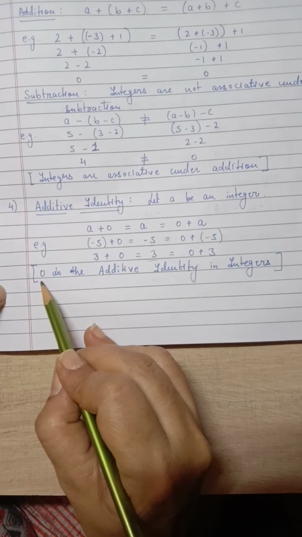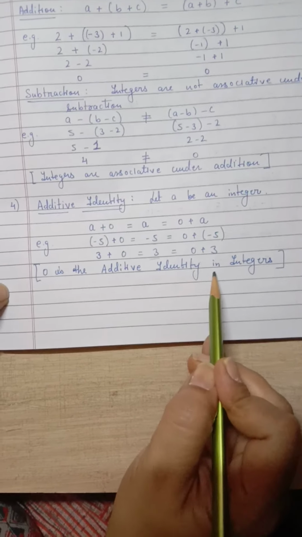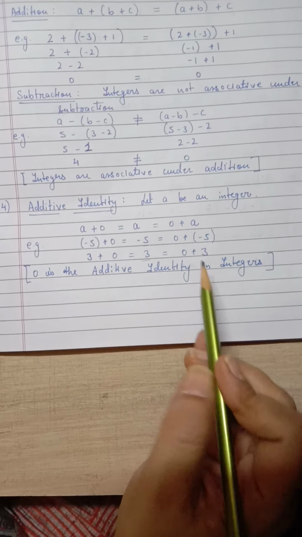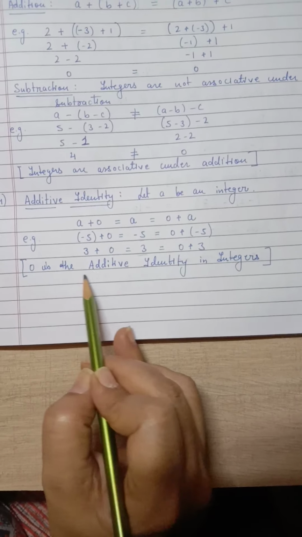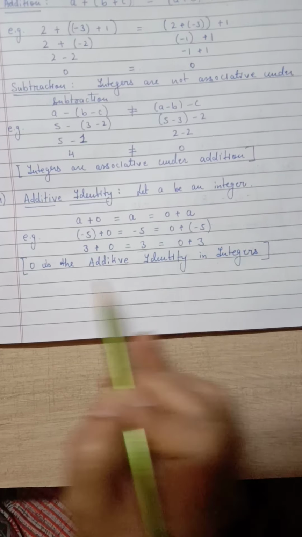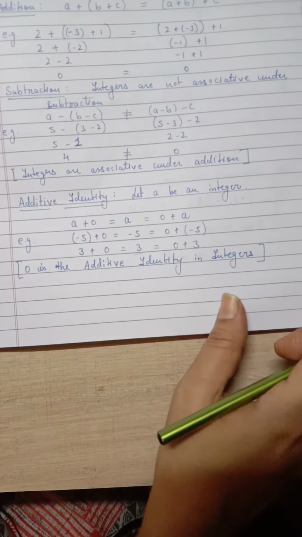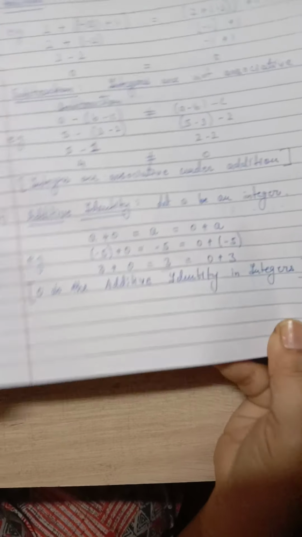Any integer you add with 0, you will get the same integer back. And when you are changing their order, again the answer will be same. So 0 is the identity in addition, or in other words we can say 0 is the additive identity in integers.